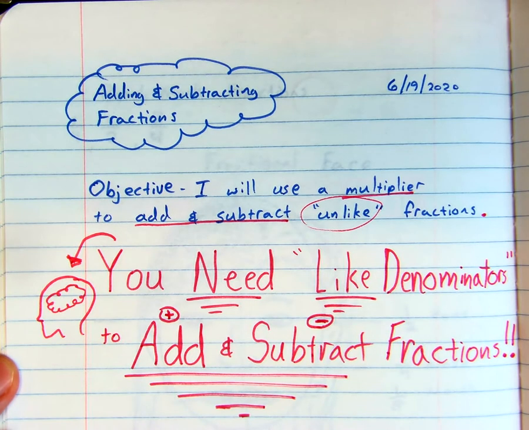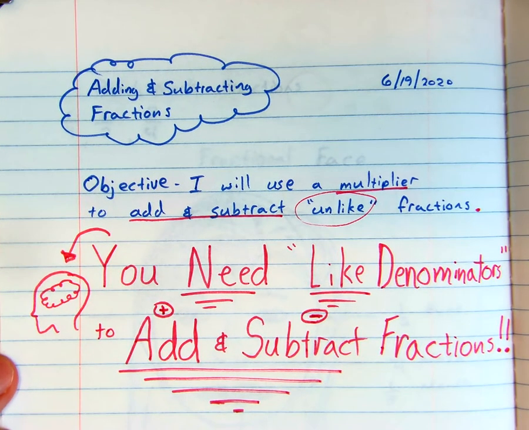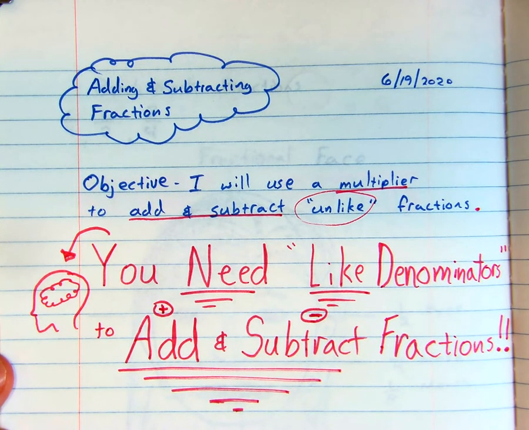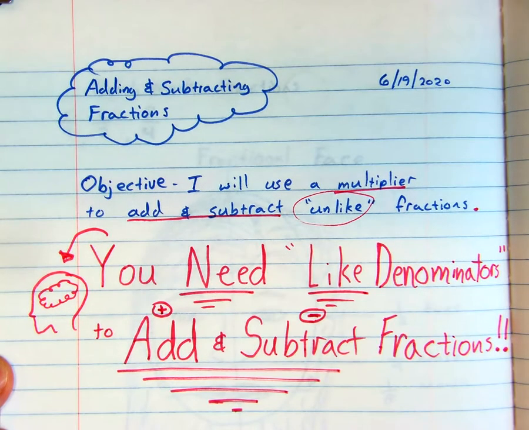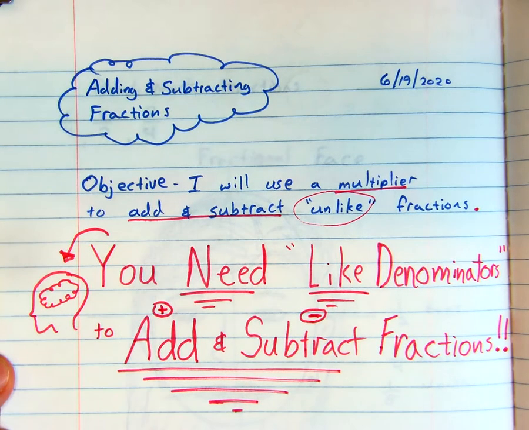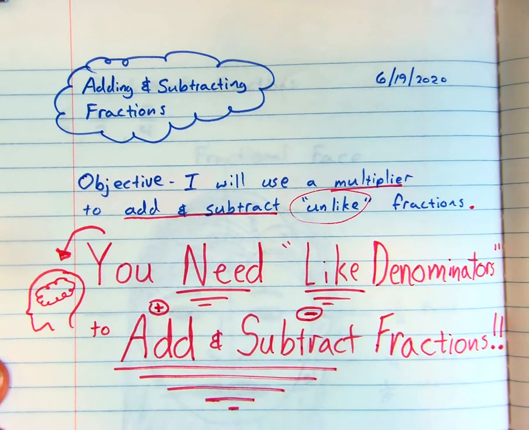You need like denominators to add and subtract fractions. Must have like. If they're unlike, we have to do something about it to turn them into like denominators. If you were in my live session on, I don't remember what day it was, Wednesday, we talked a little bit about using a multiplier, and I'm going to jump into that more now.